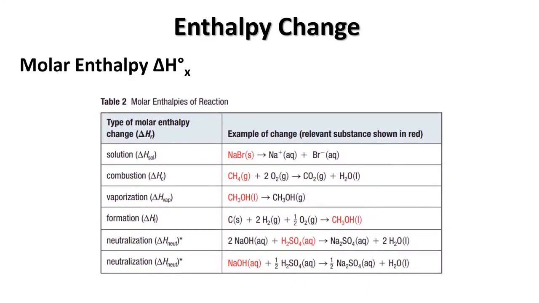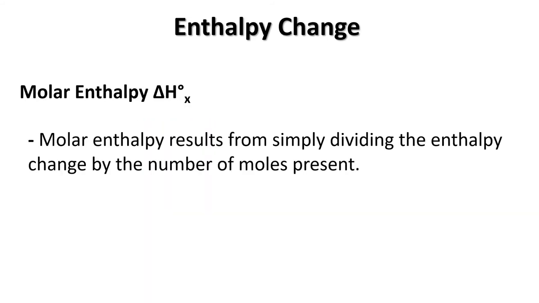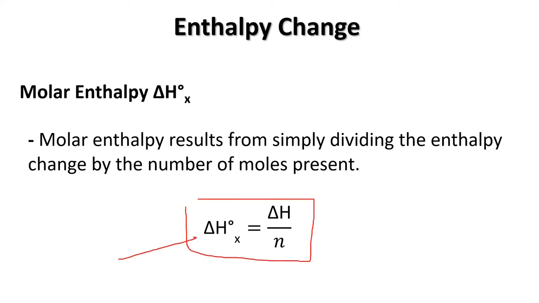So here's an example, and these are just types of molar enthalpy changes. So we've got the delta H there. So there's solution, combustion, vaporization, formation, neutralization. So there could be a whole bunch of different letters here. So molar enthalpy results from simply dividing the enthalpy change by the number of moles present. So this little equation will be nice to use in a moment. We're going to be looking up values for this and then solving for our delta H of the system.